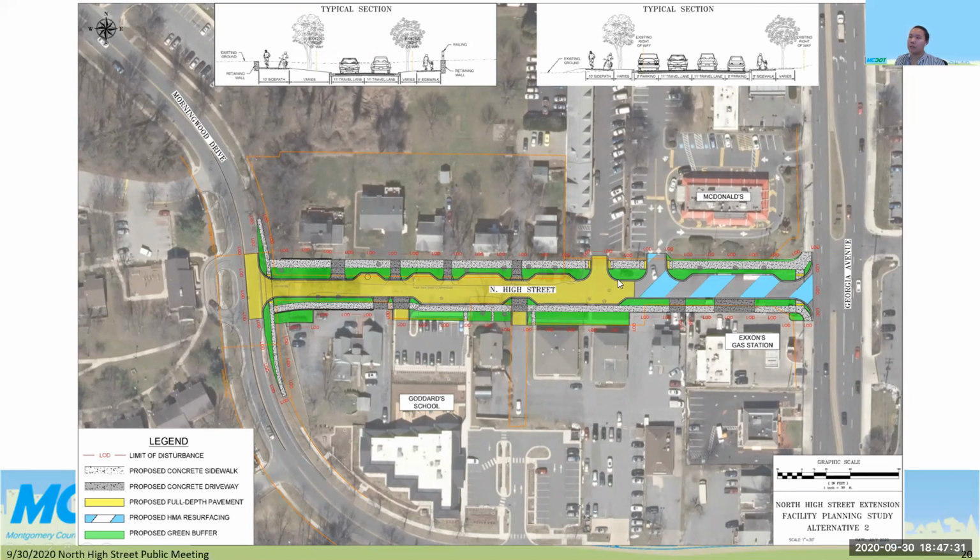Again, the yellow shading signifies a full depth pavement, the blue signifies the resurfacing, and the gray is the sidewalk on the south side, and then this is a 10-foot side path on the north side.